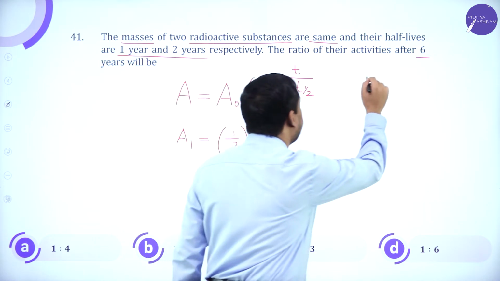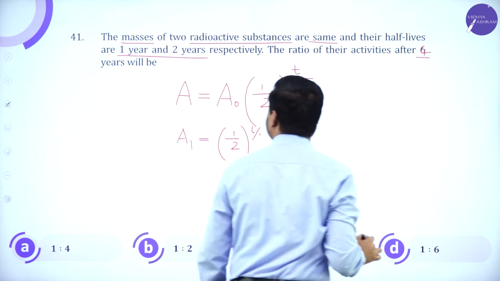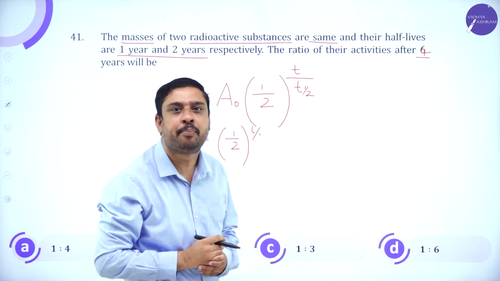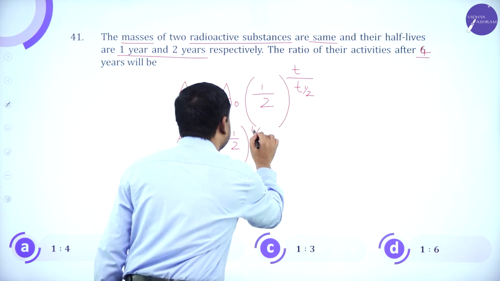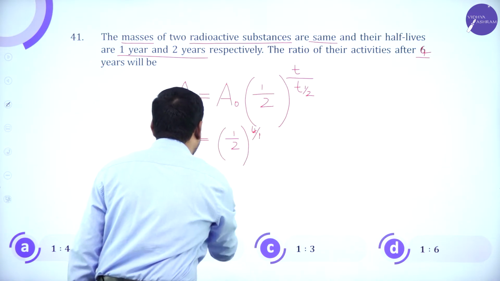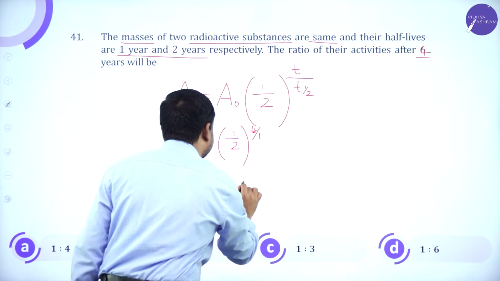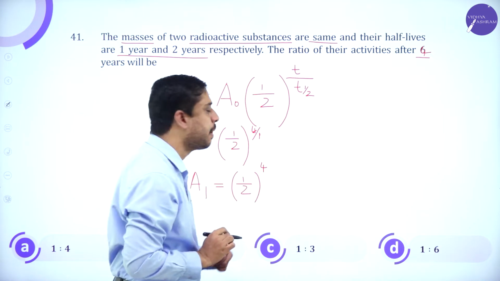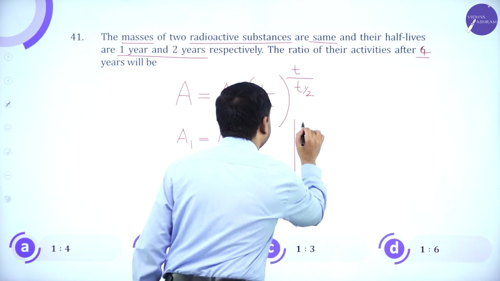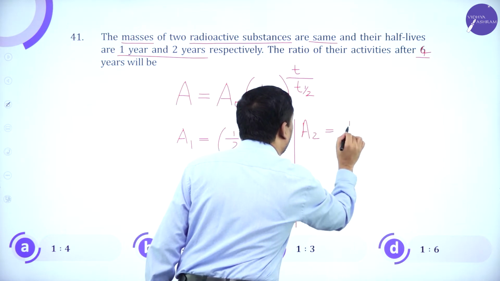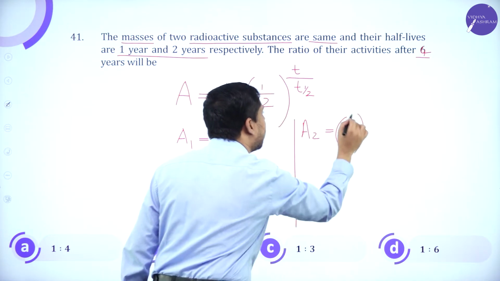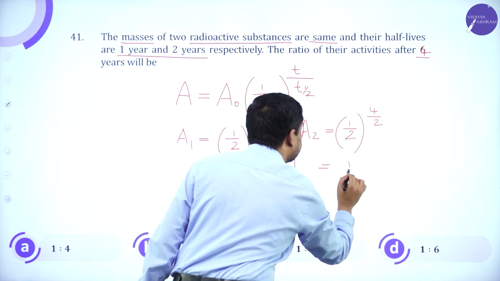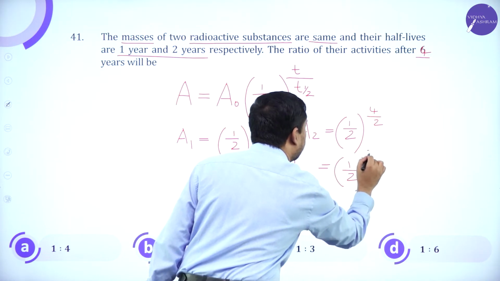So here, students, activities after 4 years has to be calculated. Disintegration period has to be 4. So this is 4 divided by 1. So A1 is half to the power 4. Similarly now, A2 is equal to half to the power 4 divided by 2, or this is half to the power 2.